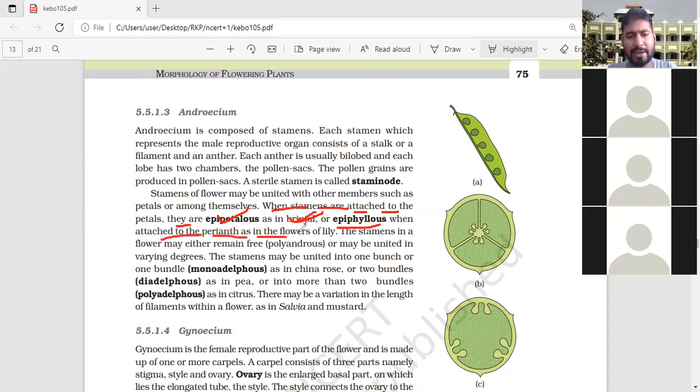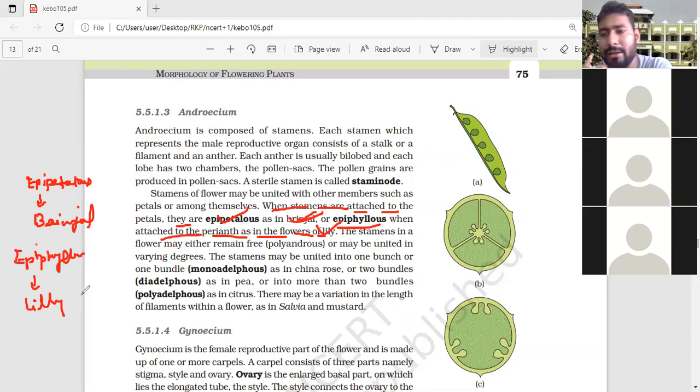Epiphyllous is when attached to the perianth, as in lily flowers. So the examples are very important. Epipetalous condition, where a stamen gets attached with the corolla, is found in brinjal. You have eaten it many times in the hostel, so you know it very well. Epiphyllous means attached with the perianth or tepals, and is found in the lily flower.